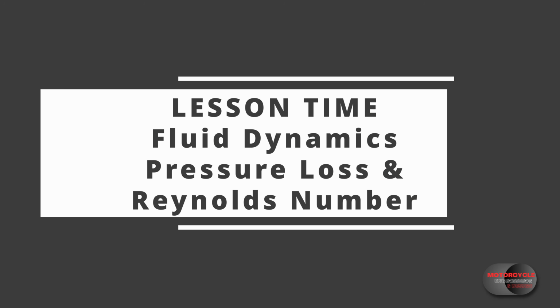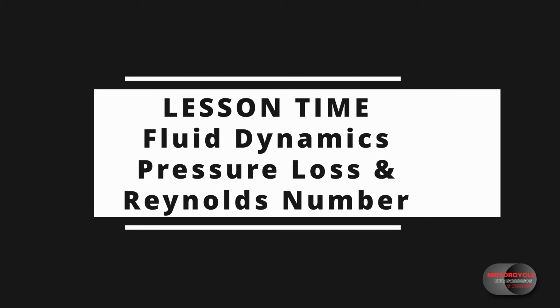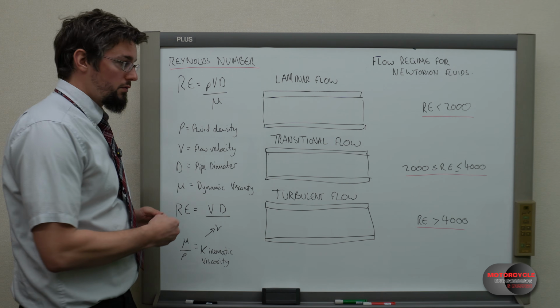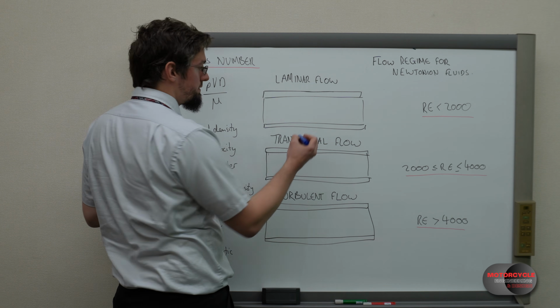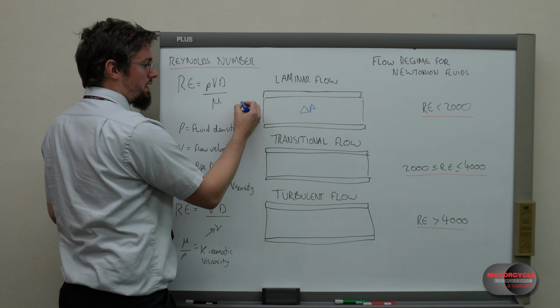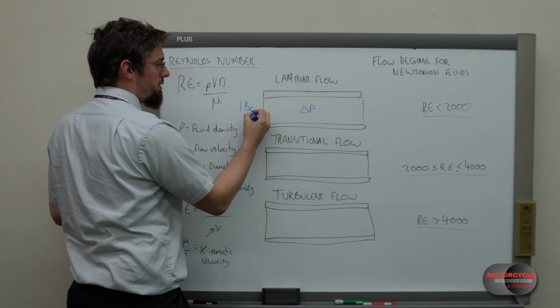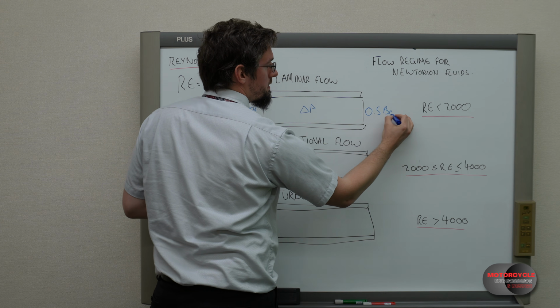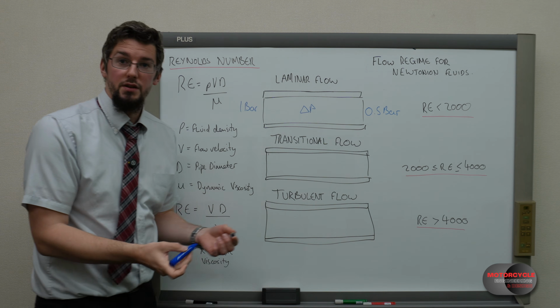Now, I don't usually do this, but let's take it to the whiteboard. So in order for us to have flow through a pipe, we must have a positive pressure differential, meaning that we should have a higher pressure here, for example 1 bar, to 0.5 bar, giving us half a bar differential pressure.